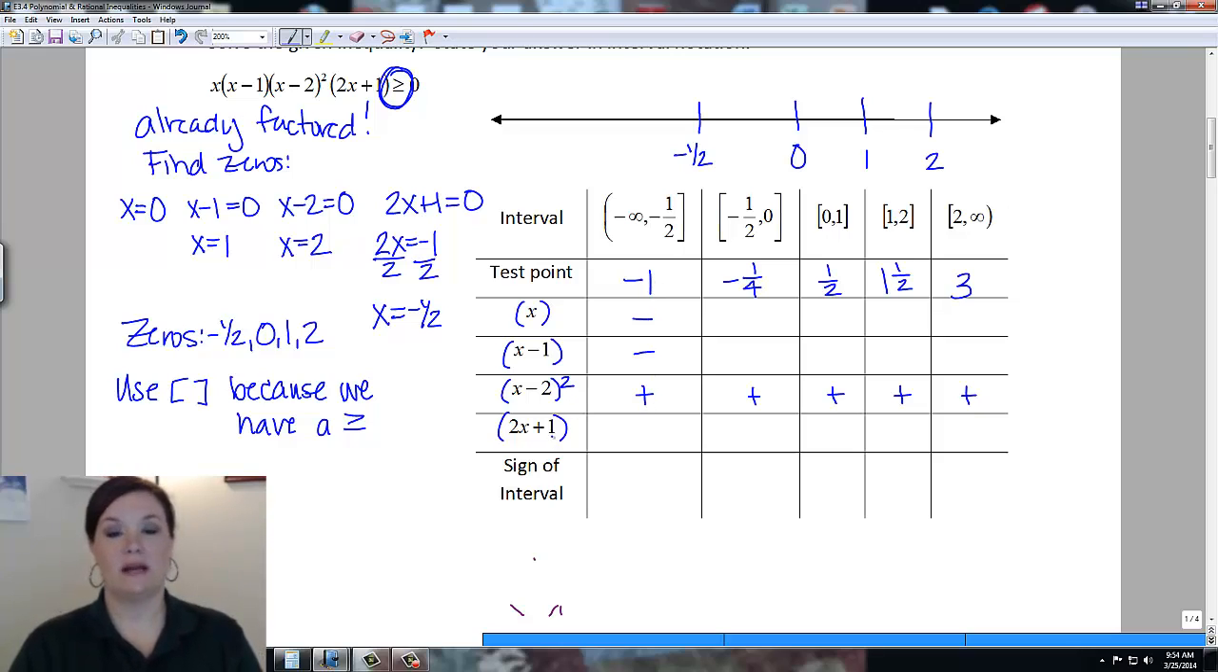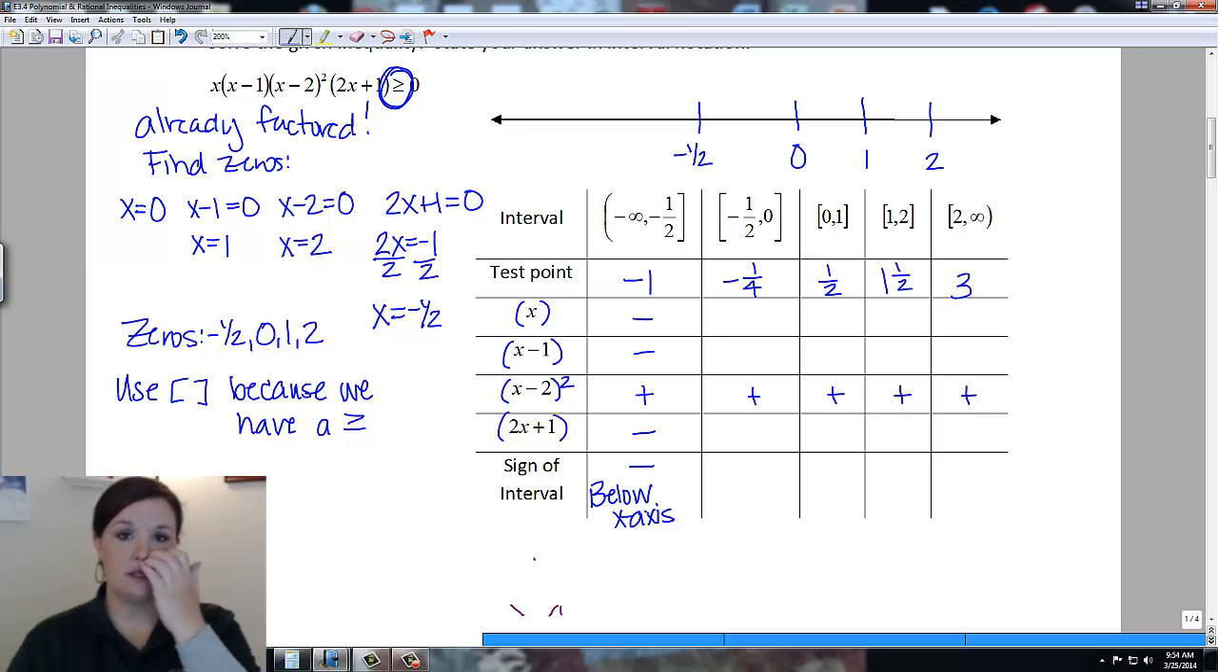When I plug -1 into my last quantity, -1 times 2 is -2, plus 1 is negative. What I would normally do when I plug in -1 is plug it into each of the factors, and then multiply all those factors together. I don't really care what the value is. I just want to know if it's going to be positive or negative. So negative times negative is positive, times another positive is still positive, times a negative is going to be a negative interval, which means that for all these x's between -infinity and -1/2, our y values are going to be below the x-axis.